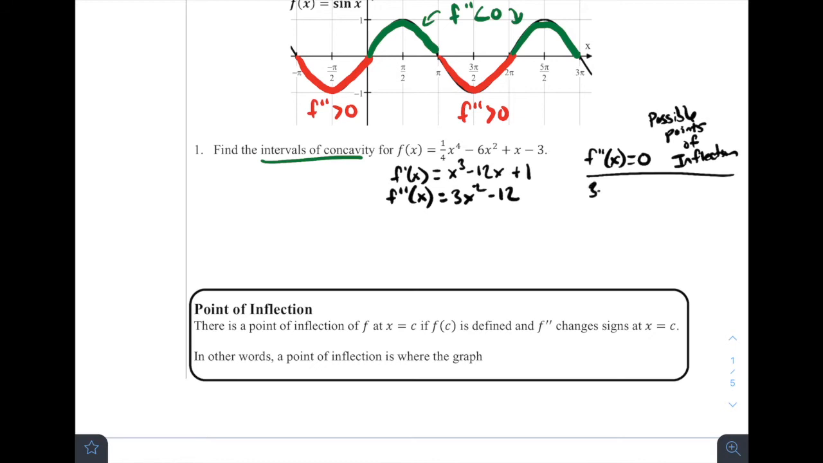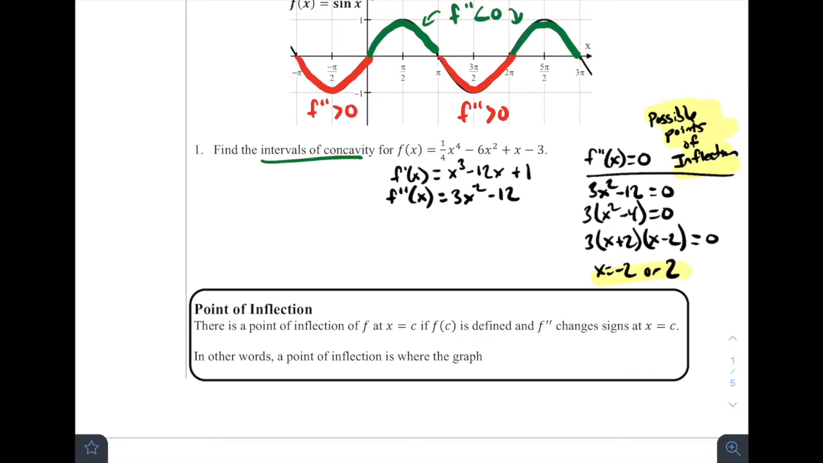So here we're going to say 3x squared minus 12 is equal to 0. I'll factor a 3 out, so 3 times x squared minus 4 is equal to 0, and so we have 3 times x plus 2 times x minus 2 is 0, and that would mean that x has to equal negative 2 or 2. So these are possible points of inflection: negative 2 or 2.